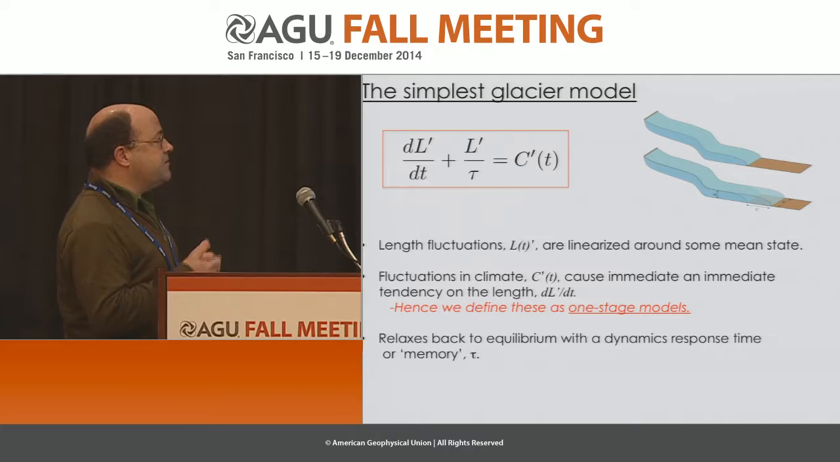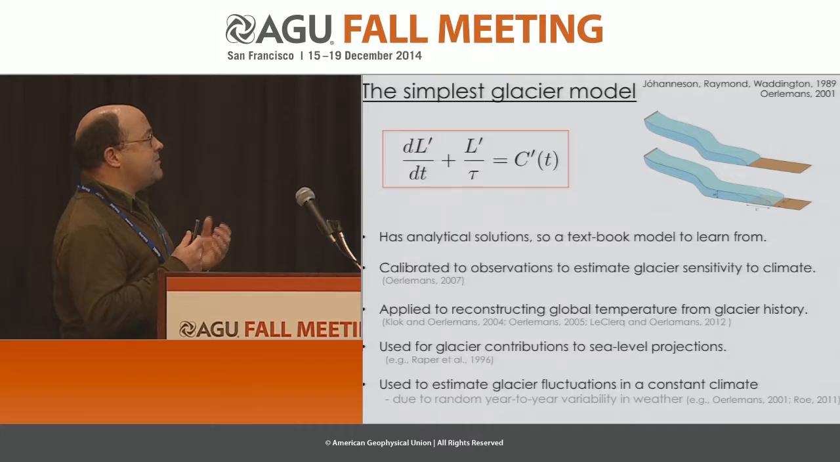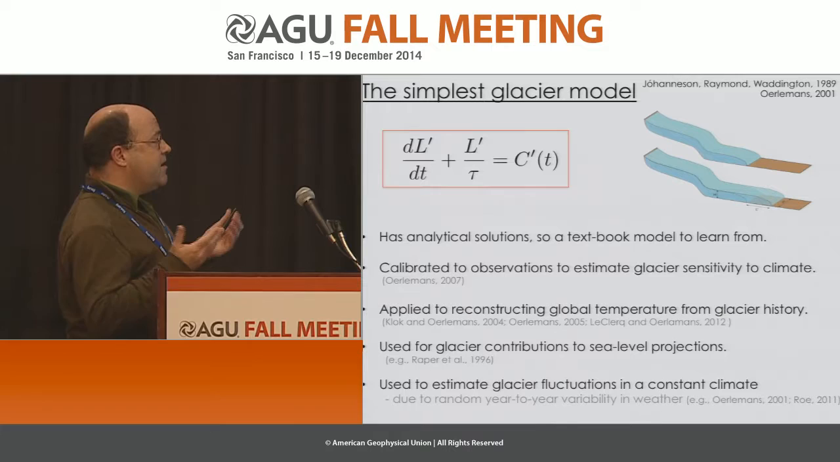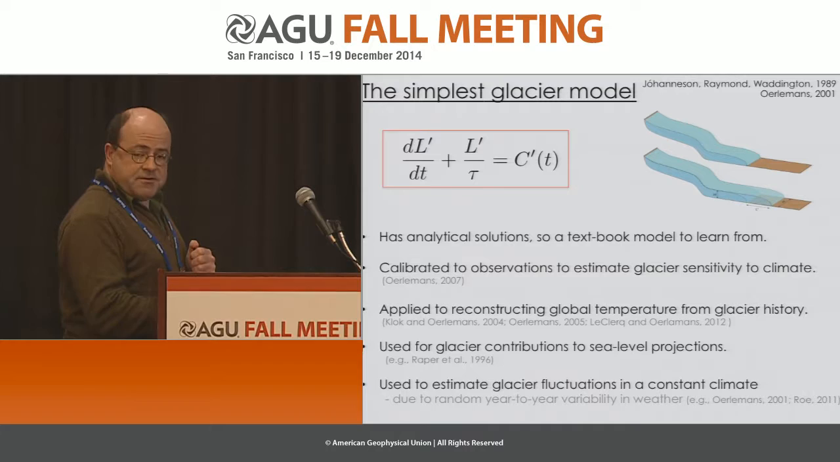It was developed by Thomas Johansson, Charlie Raymond, and Ed Waddington, popularized by Johannes Oerlemans, and of course it's linear, so it can be inverted for climate history. It's got nice analytical solutions, so it's a textbook toy model to learn from. It's been calibrated to observations to estimate glacier sensitivity to climate. It's been applied to reconstruct global temperature histories from glacier histories. It's been used to downscale climate projections to make sea level projections. And it's also been used to estimate the magnitude of glacier fluctuations that you expect just due to random fluctuations year to year in weather.